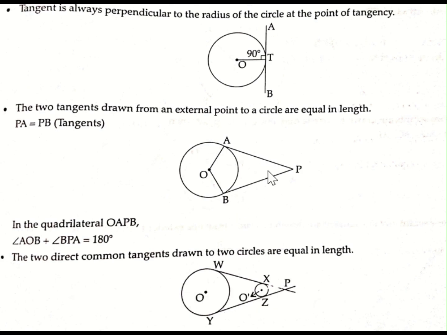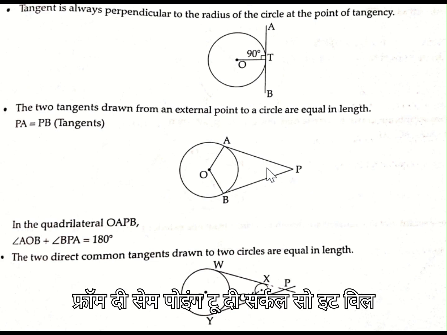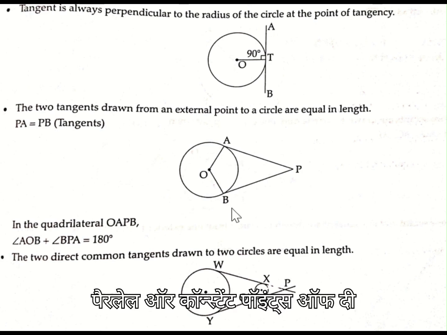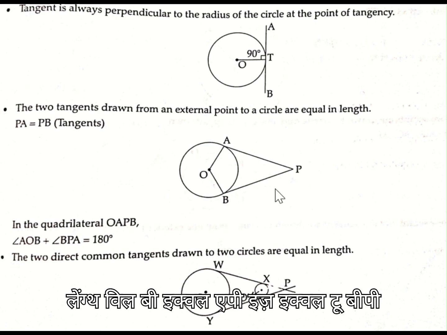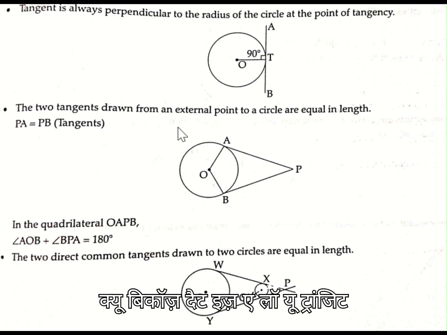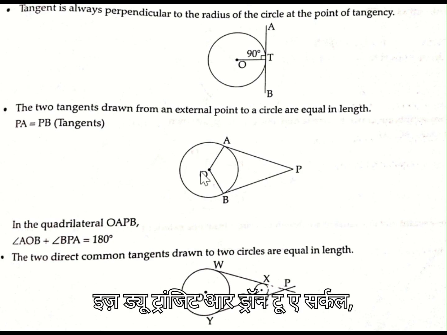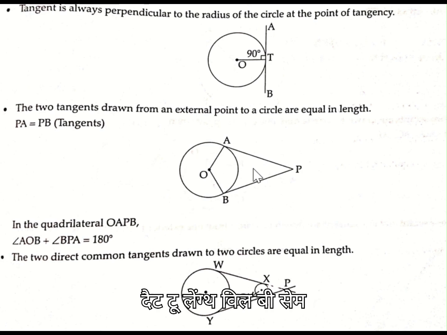That is only possible because we are drawing them from the same point to the circle. They touch the circle at points and the lengths will be equal. AP is equal to PB. That's the law: if two tangents are drawn to a circle from the same external point, the two lengths will be the same.